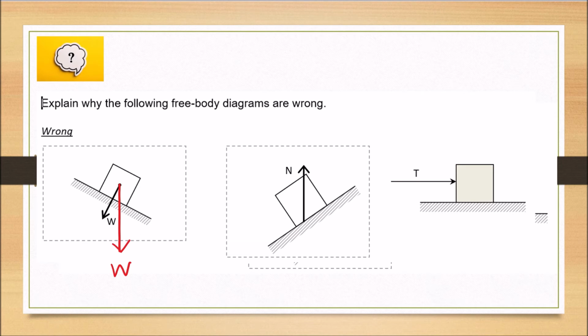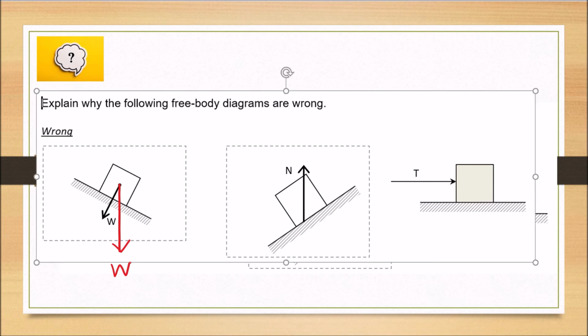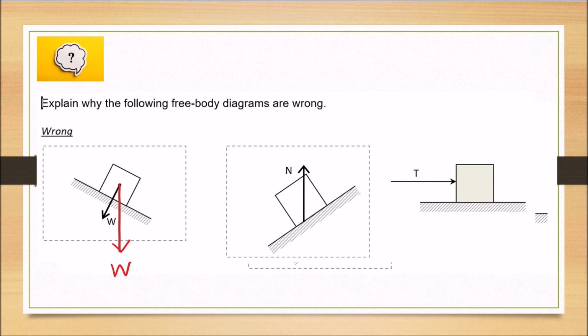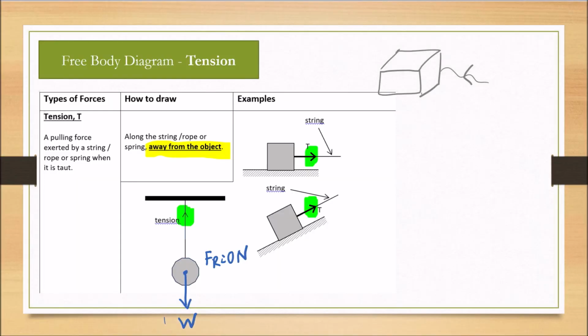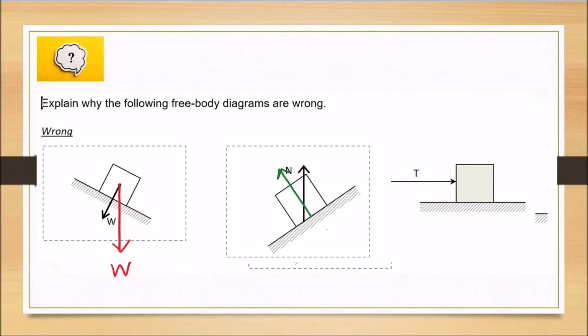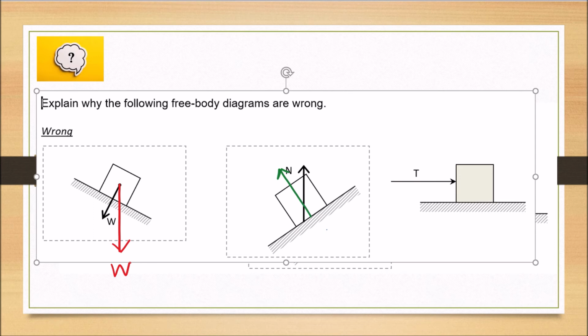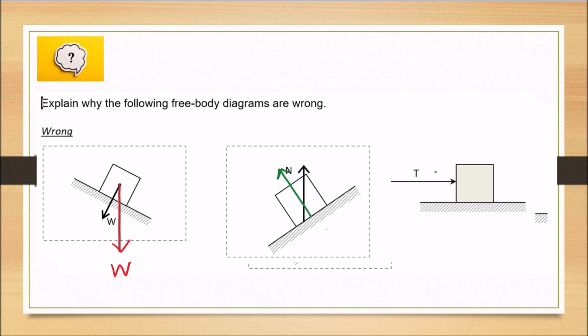And normal contact force, on the other hand, normal contact force should always be drawn, sorry, let me get my pen out. Normal contact force should always be drawn towards the object. So this is the normal contact force. Right. Yeah, so this is the normal contact force. Tension, same thing. The mistake is for tension, right? You should always draw away from the object and not towards the object.